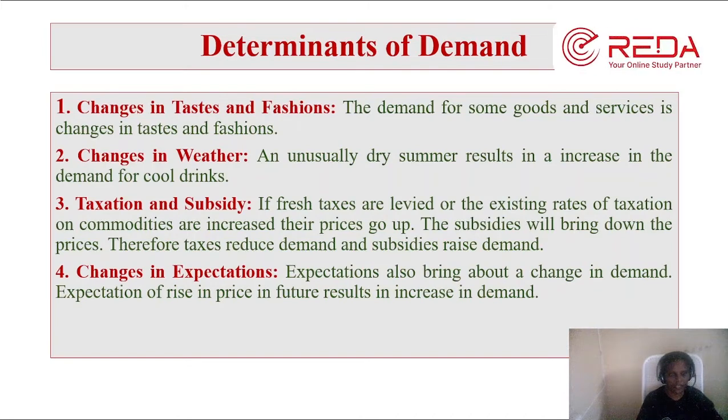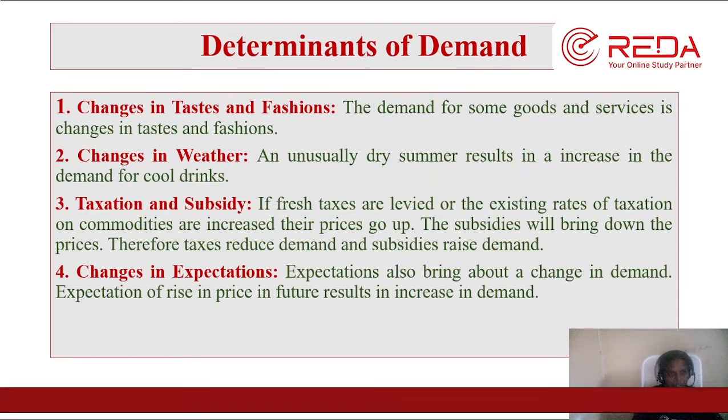Obviously, what makes the increase in the demand for a commodity, what makes the decrease in the demand for the commodity, and what factor makes the demand remain constant always? So we are going to see some of the determinants. The first one is taste. The demand for goods and services depends upon the taste and preference of the consumer.